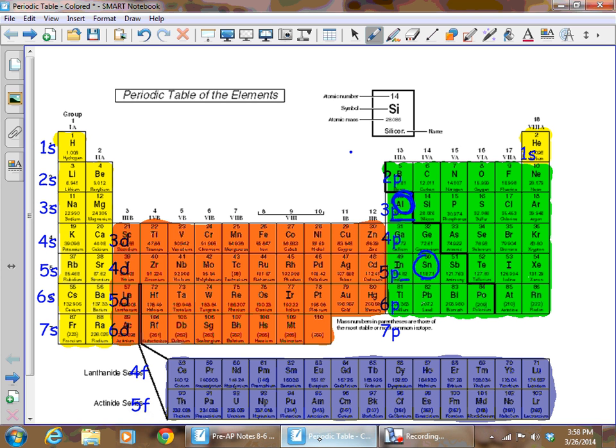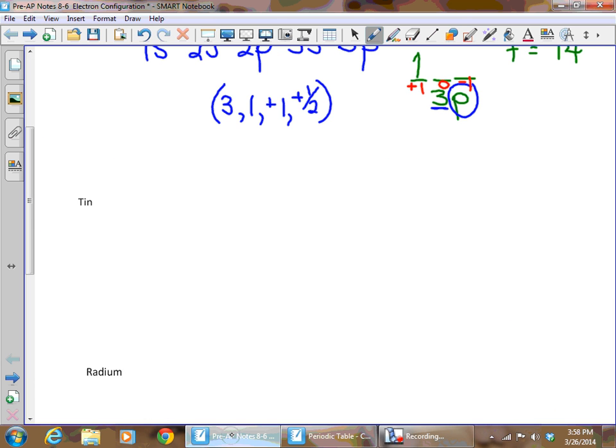Everything up to that point, remember, is going to be full. So we need to write all of our sublevels in order: 1s, 2s, 2p, 3s, 3p, 4s, 3d, 4p, 5s, 4d, and finally 5p. So let's write those up.